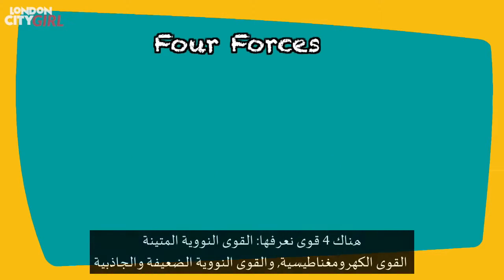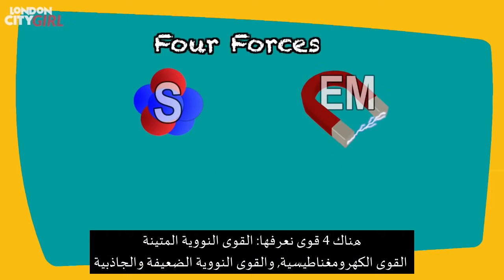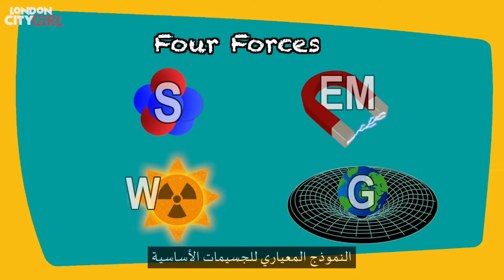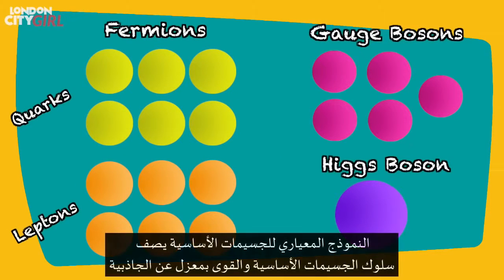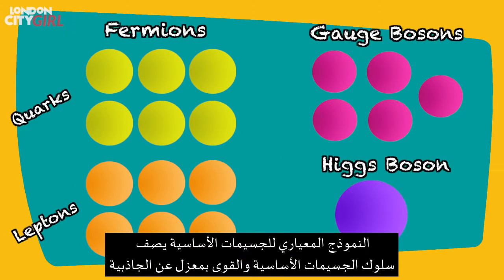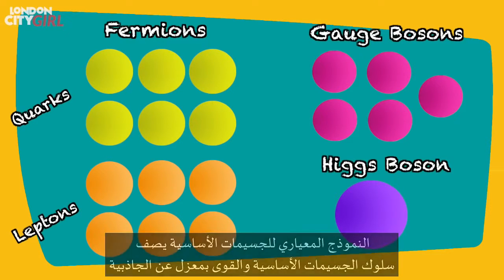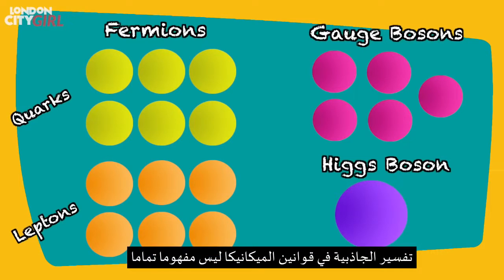There are four forces that we know of: the strong force, the electromagnetic force, the weak force, and gravity. The standard model of elementary particles. The standard model of elementary particles describes how all the elementary particles and forces in the universe behave apart from gravity. How gravity works in the quantum realm is actually not very well understood.